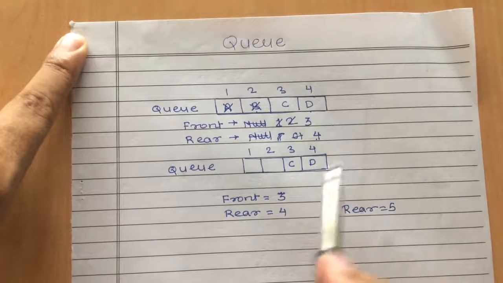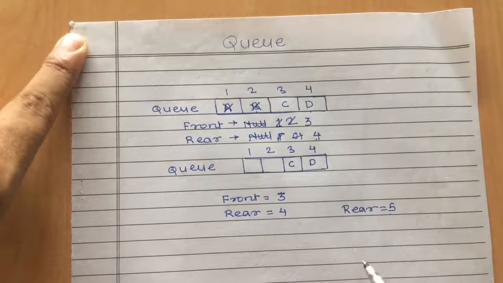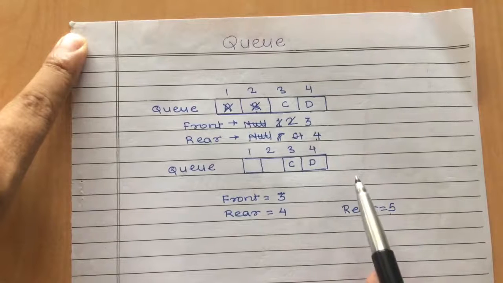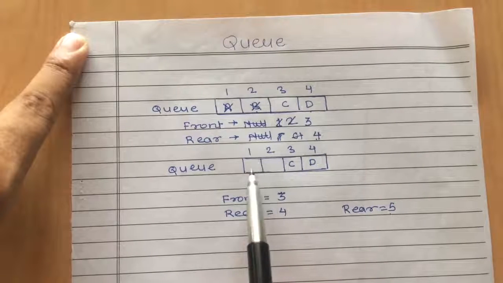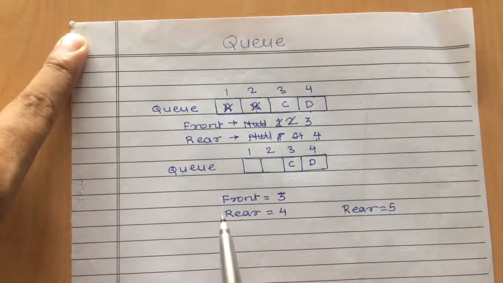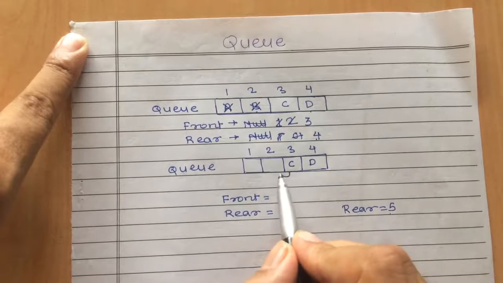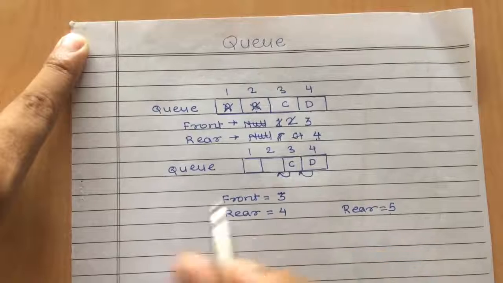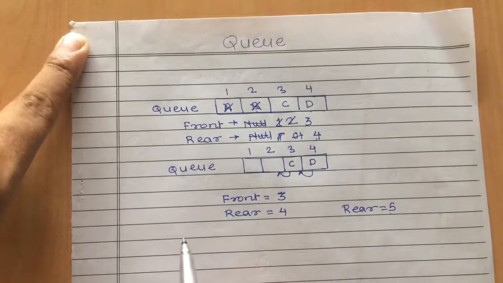But what is the size of our array? It is 4. So the fifth location is not there, and it is not possible to insert an element in this Q, but space is there. So what we have to do is simply shift the elements to the previous location, or we have to shuffle the elements in this queue. So after shuffling, what will happen?